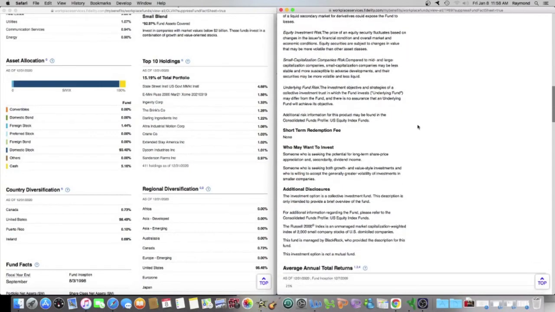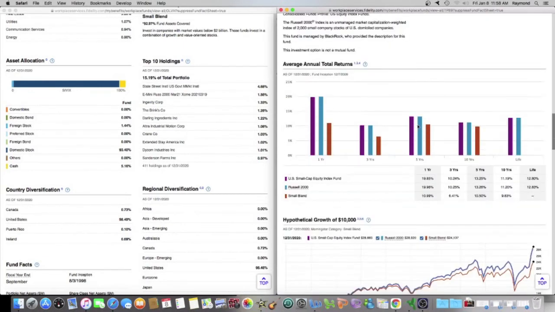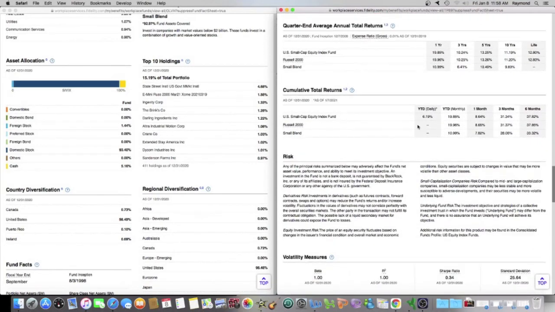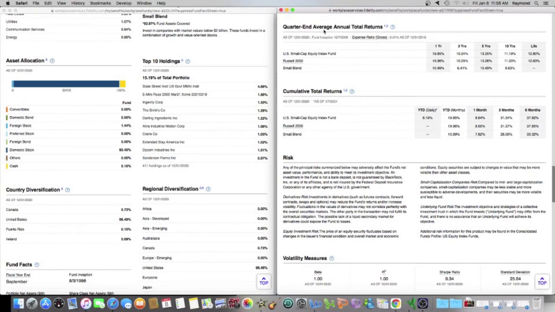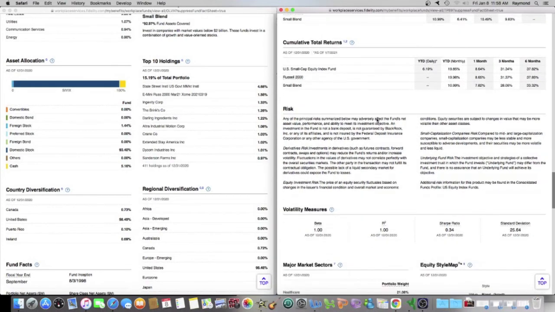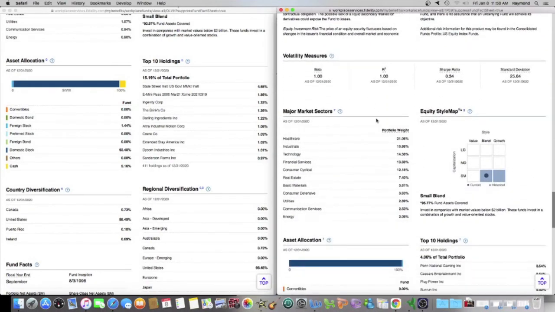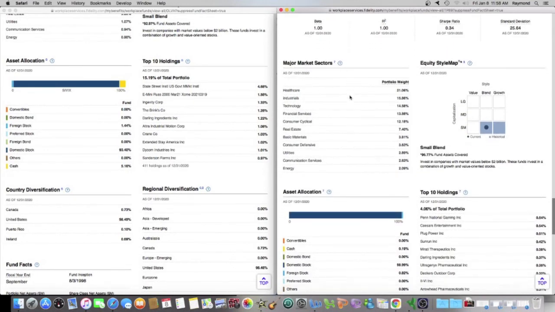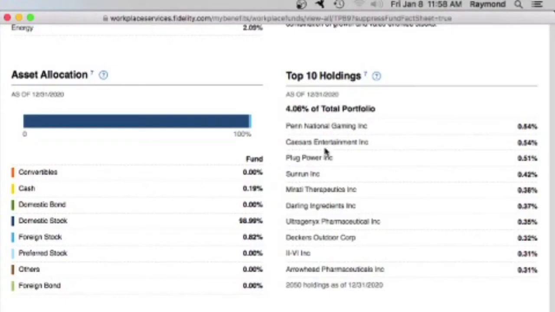And let me scroll with this one just to catch up. Pretty much see the same thing. Again, I made videos, separate videos about average annual total returns, and here, cumulative total returns. Same thing, major market sectors. Top 10 holdings. I like to look at this, see if any companies I recognize. So Penn National Gaming, I actually have that individual stock in my IRA portfolio. Caesars Entertainment, I've heard of that.